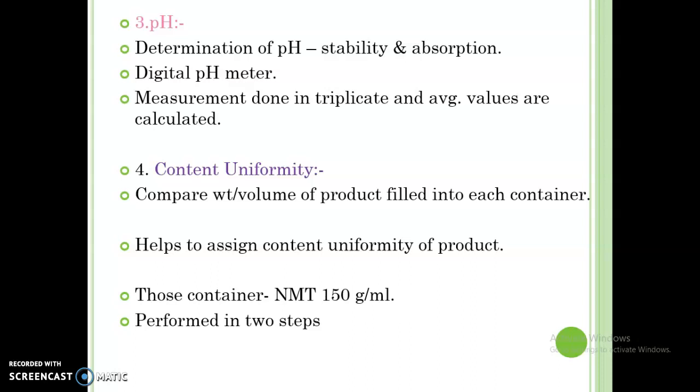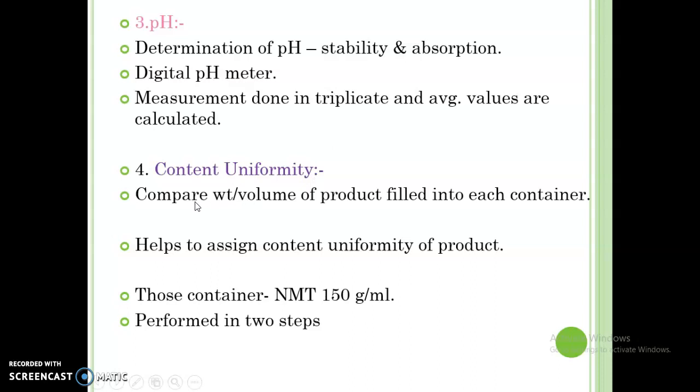Again, how can we check? We check by using a digital pH meter, or by immersing pH paper in it. The measurement has to be done in triplicate, and then we take an average and calculate the final pH of the formulation. Okay. Next evaluation parameter is content uniformity.